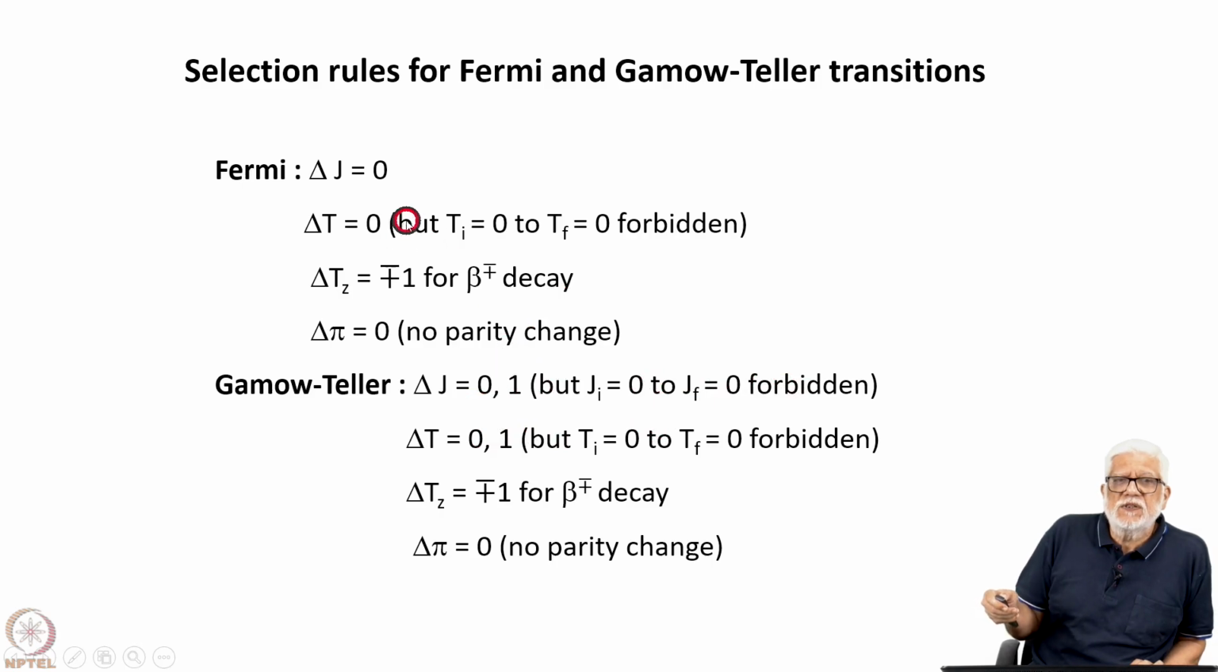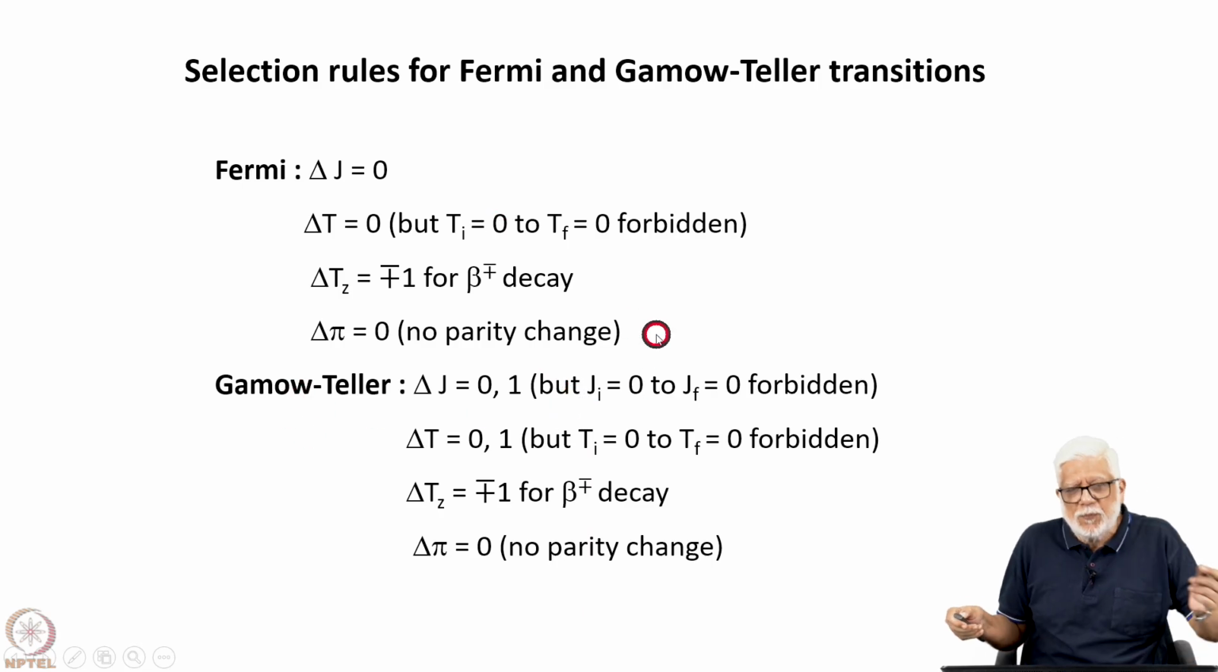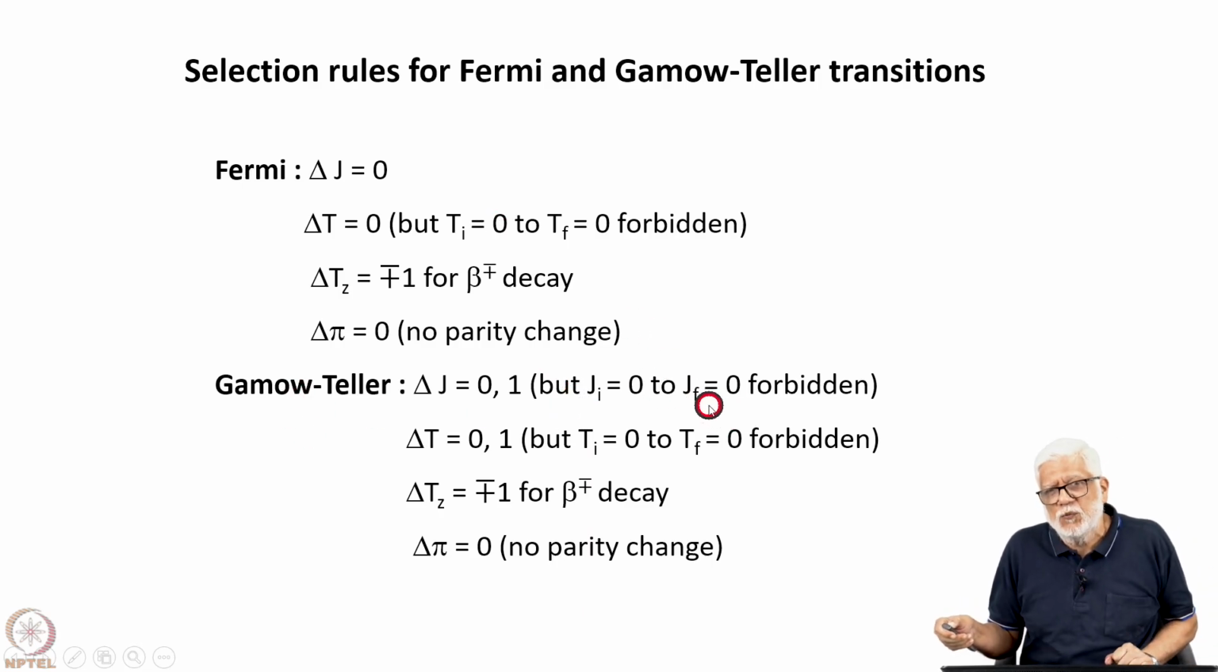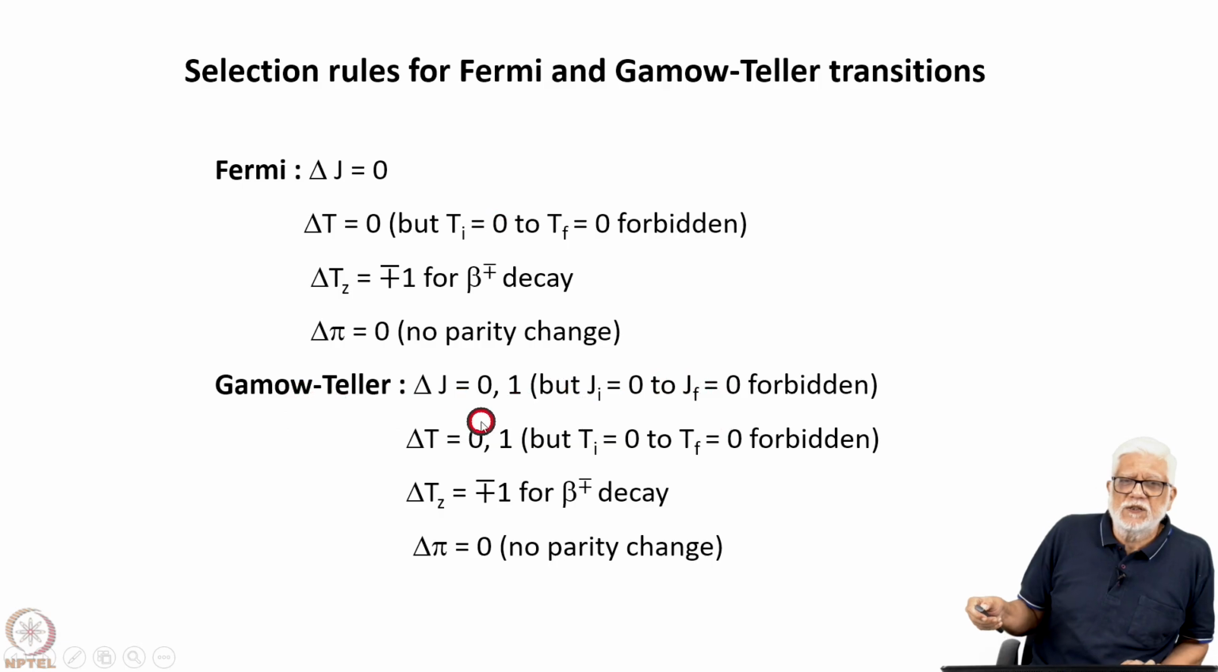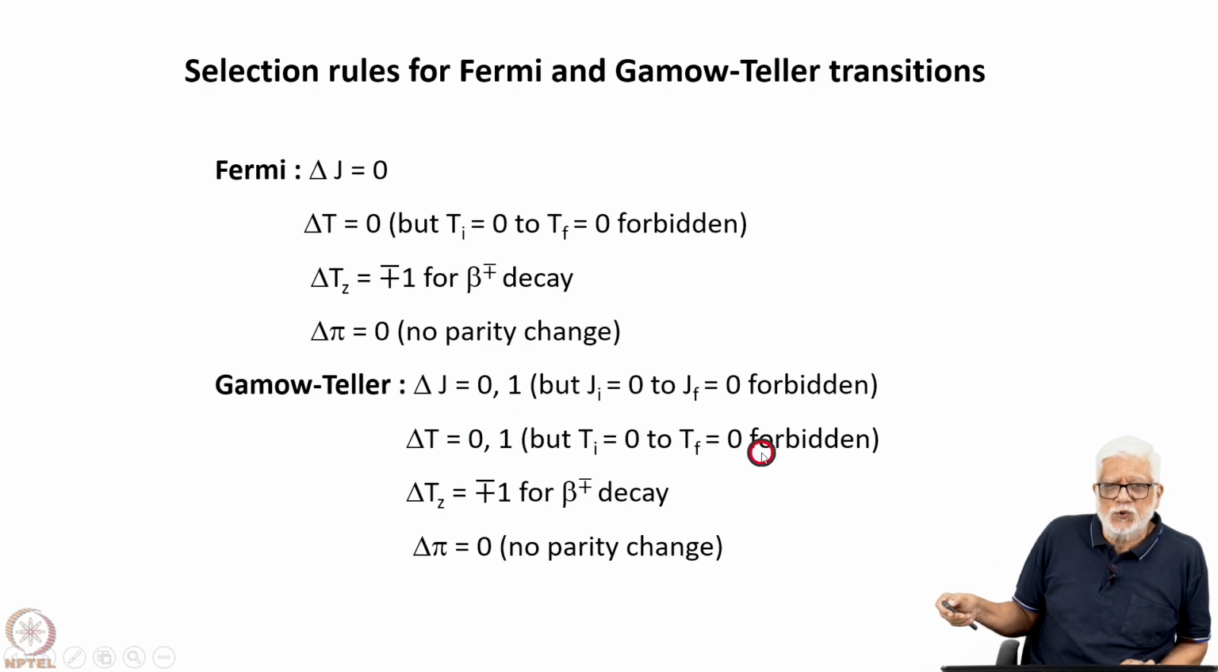In this case, we just say that T_i = T_f = 0 is forbidden, but J 0 to 0 is allowed in the Fermi case. It is not allowed in the case of Gamow-Teller, because the operator has angular momentum 1. Now, in the delta T case, you can have both 0 as well as 1, but again initial and final states both having T equal to 0 is forbidden.